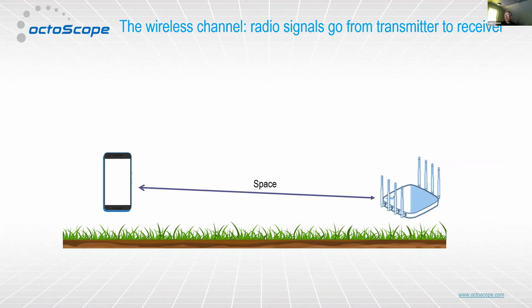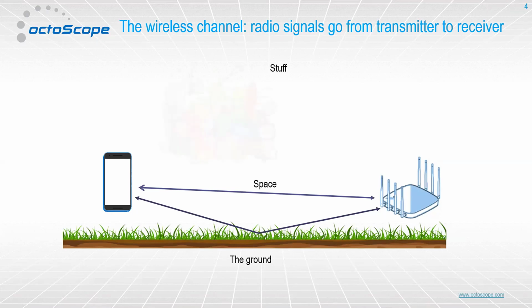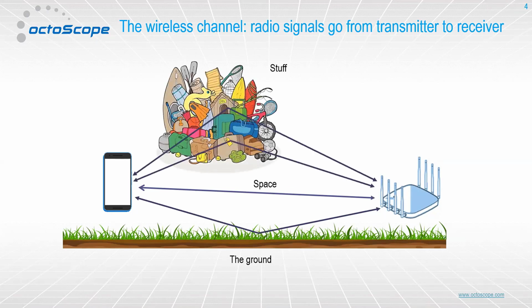And they can also get there via other things that happen to be around. The ground is a big one, especially depending on what your technology is. That's a key one in things like television wireless and outdoor cellular systems. And then there's all the other stuff that's going on in the environment.